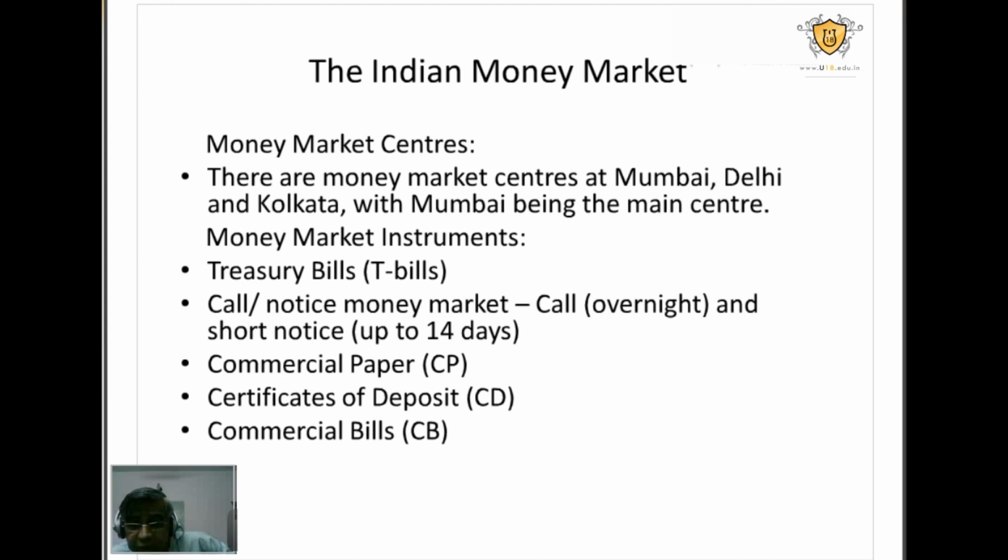Then, in the call notice money market, the RBI also is involved. How the RBI is involved is that when the banks run short of funds in the marketplace, they borrow from RBI at what is called the repo rate. And if they have excess funds, they can deposit the money with RBI at what is called the reverse repo rate. So in this call notice money market, the other two basic interest rates, which you will keep finding in newspapers, are called the repo rate and the reverse repo rate. The repo rate is the rate at which the RBI lends funds to banks, and the reverse repo rate is the rate at which RBI takes deposits from banks for the short term.